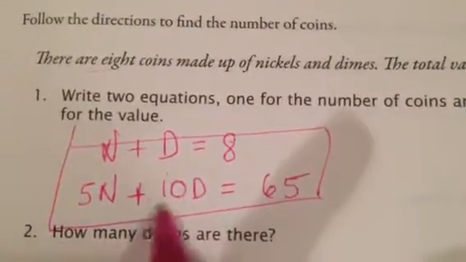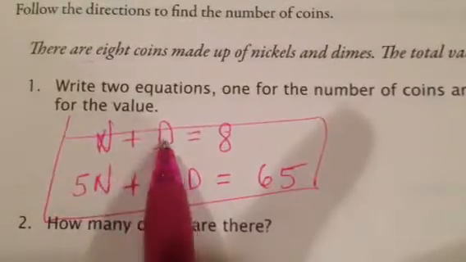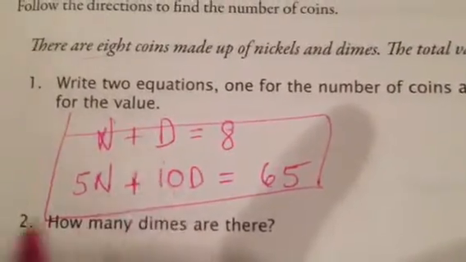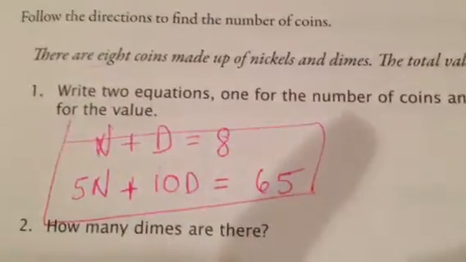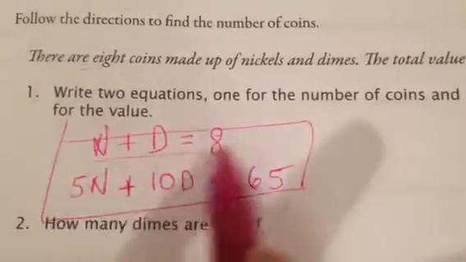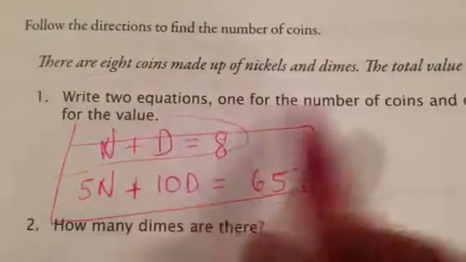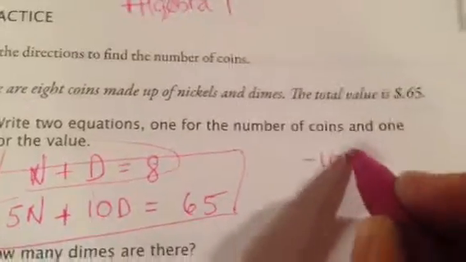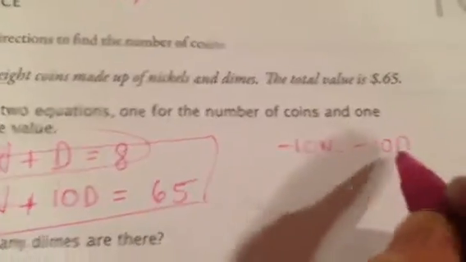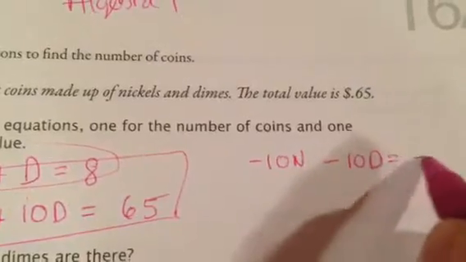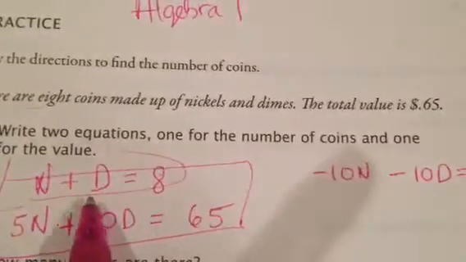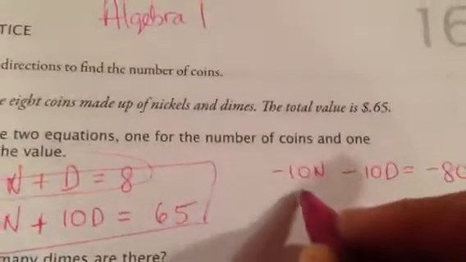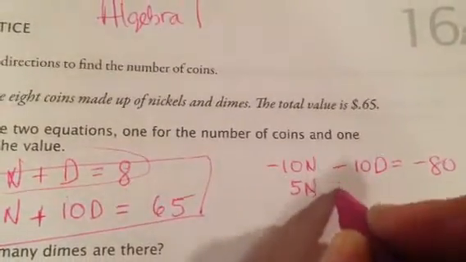So if this is a positive 10, I really wish this was a negative 10. Wouldn't that be nice? Because remember, if they're the same number but opposite in sign, that way when you add straight down, it would be eliminated. So what I'm going to do is take this first equation right here and multiply everything by negative 10. So I'm going to get negative 10n minus 10d, and that's going to be what? Negative 80. Notice when you multiply by a negative, it changed all the signs, and I multiplied everything by 10. And then I'm going to line this up right underneath it. This is exactly what we did last week.